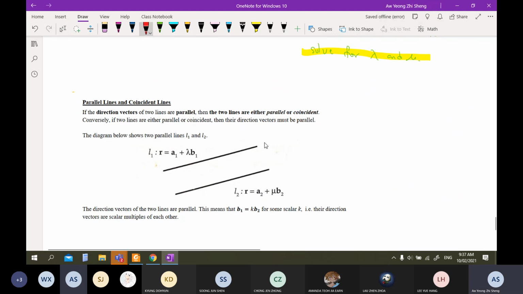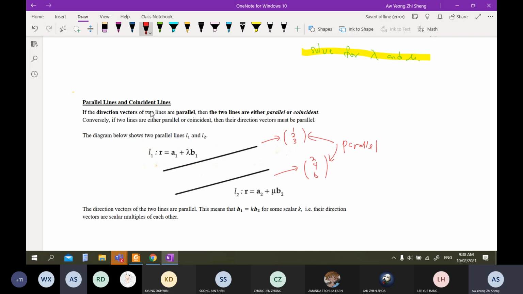Okay, so let's say this direction vector is given as 1, 2, 3. If this is given as 2, 4, 6, then these two direction vectors are parallel, because they are scalar multiples of one another. So it's not a must for direction vectors to be the same. We only need the two direction vectors to be parallel so that we can say that the lines are parallel.